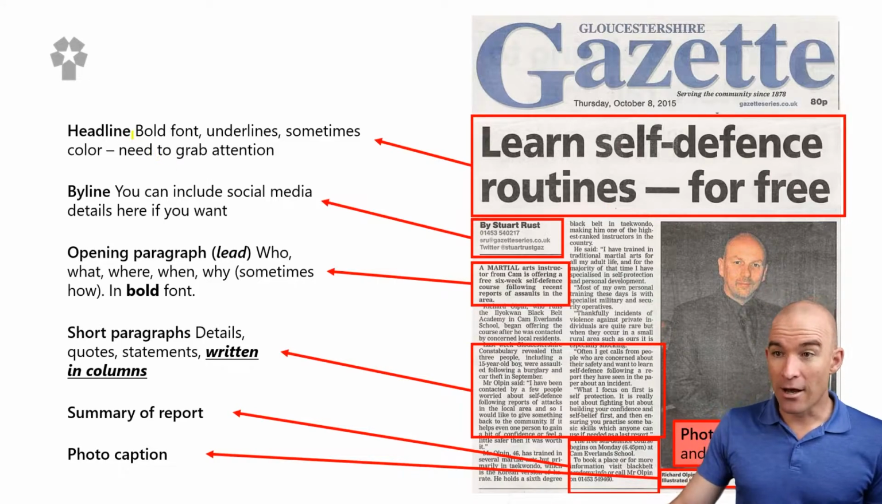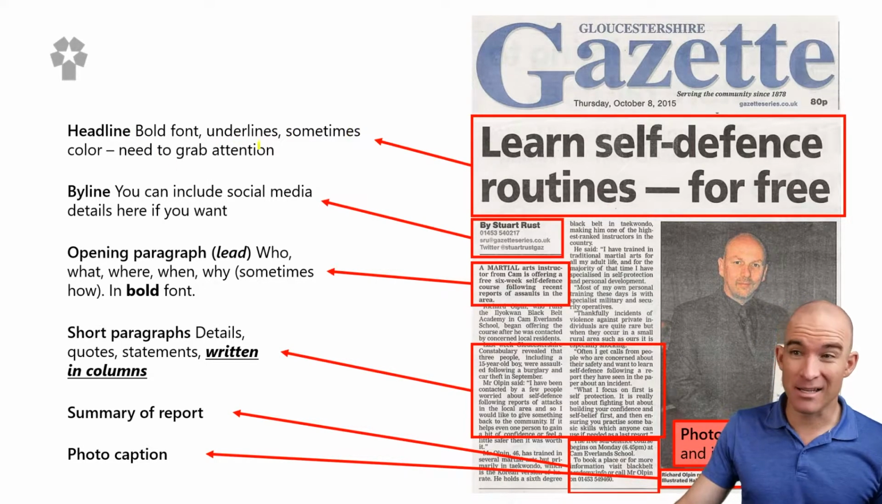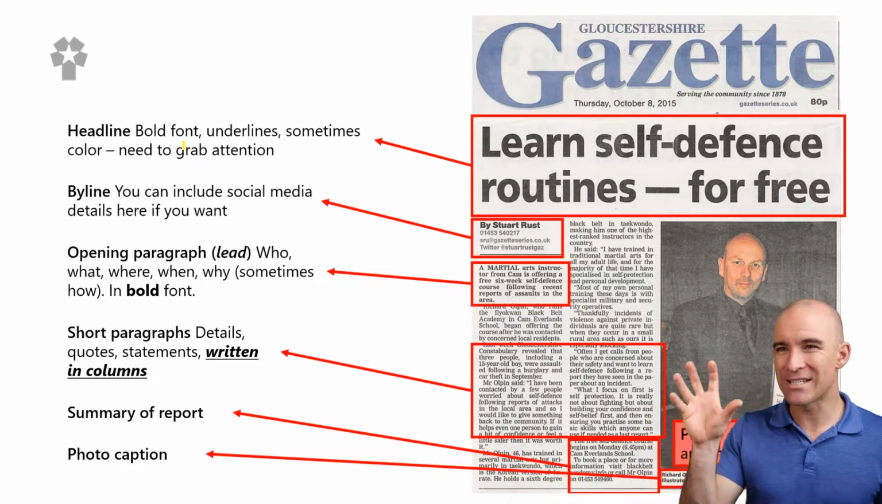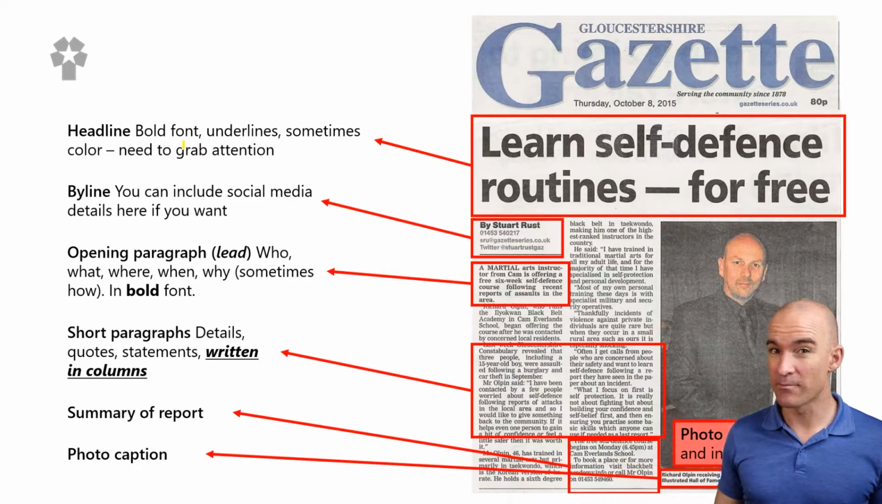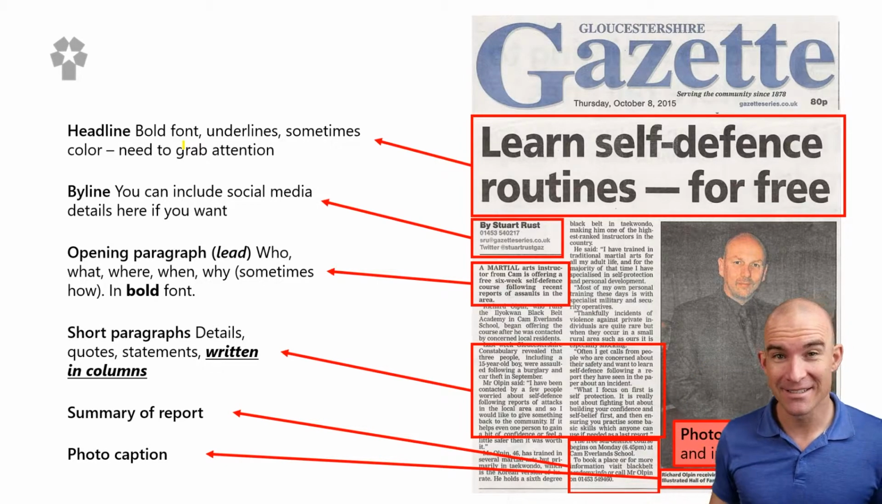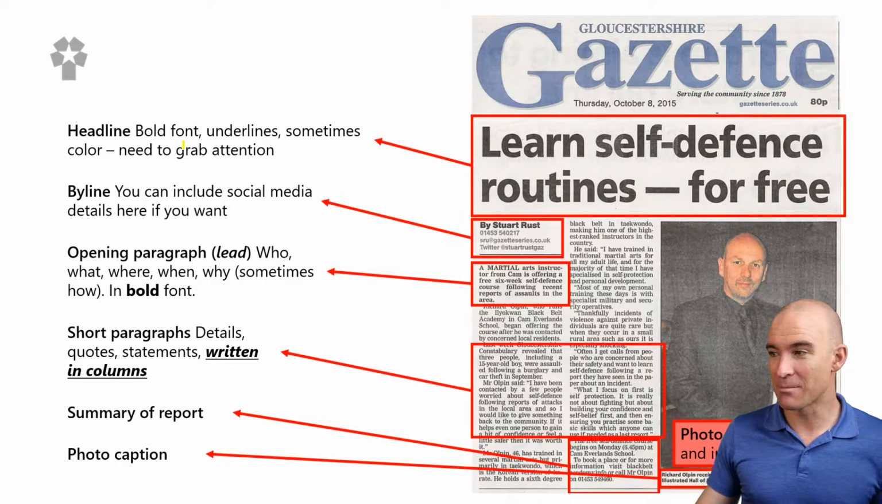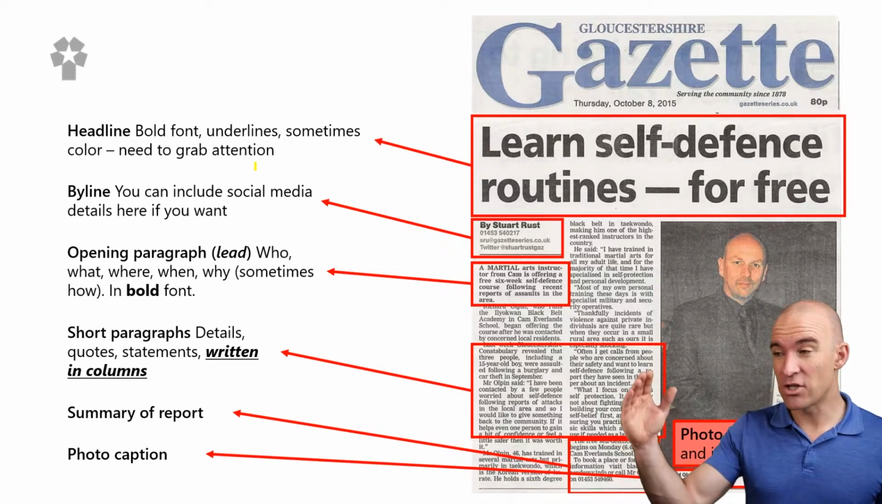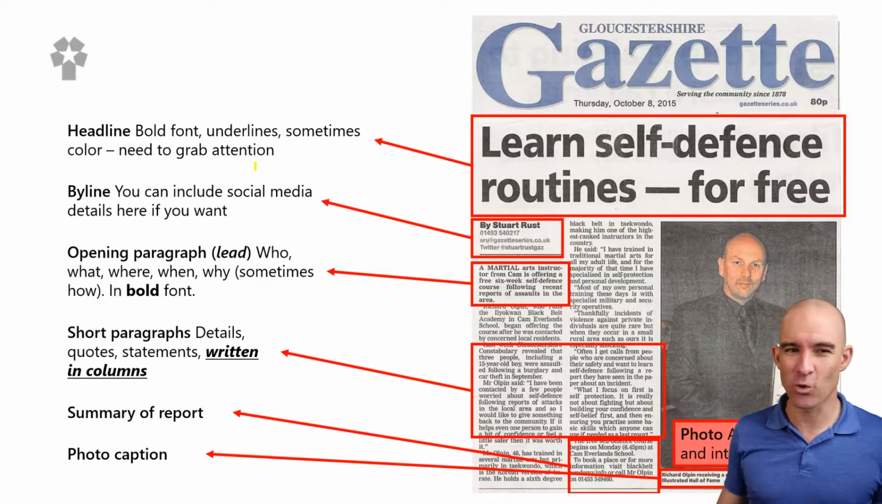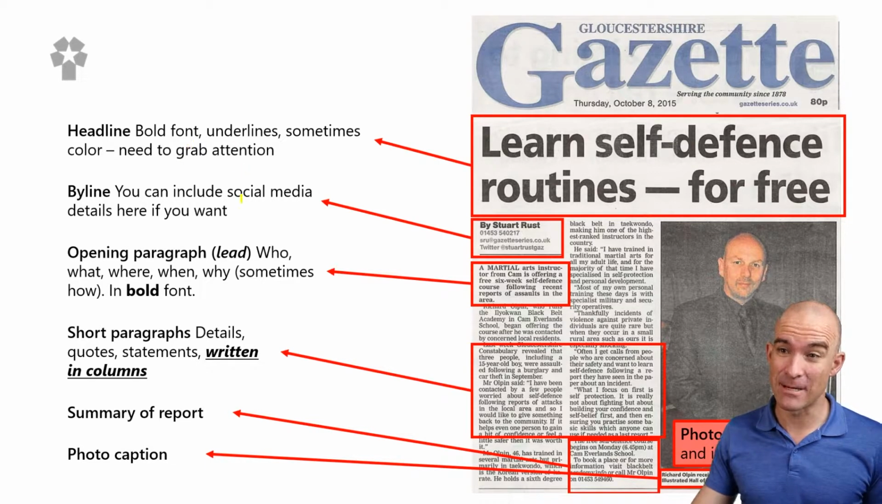The headline, bold font, underlines, sometimes color. The headline of a newspaper article needs to grab the attention of the reader. So short, succinct, to the point, and something that really grabs people's attention. Once we get into week 11-ish, we will go through each of your headlines and we'll try to adjust them to make sure that they are the most interesting that they can be.